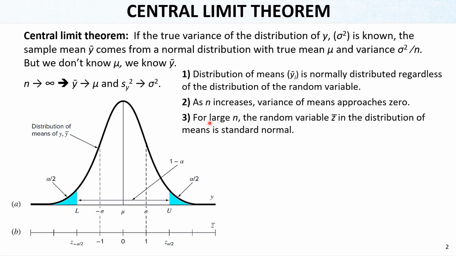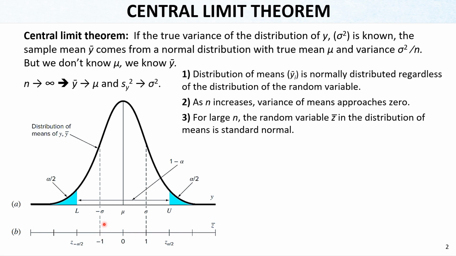And when we have a large n, or number of samples, the random variable z in the distribution of means is standard normal. So we will have the distribution of means that we mentioned in the first part, and the random variables we are taking from those samples are standard normal. Standard normal means a normalization of a certain distribution to a mean of 0 and standard deviation of 1. You can see here the bottom part, the B part, is the standardized version of the normal distribution. We still have this bell shape here, but it is with mean 0 and standard deviation 1.